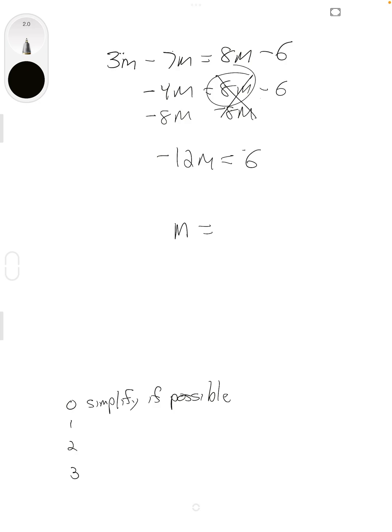Or negative 6, sorry, negative 6. So I've now done step 1 there. I've moved the letters to one side, the numbers to the other side, and now step 2 is simplify it as much as I can. It is. Step number 3 is divide this by negative 12. And negative over negative is a positive, 6 over 12 is 1/2.